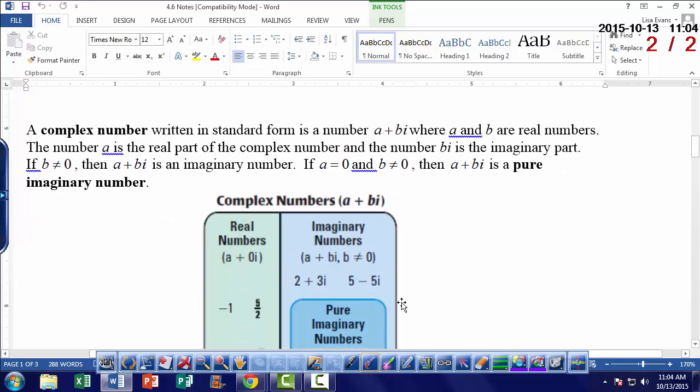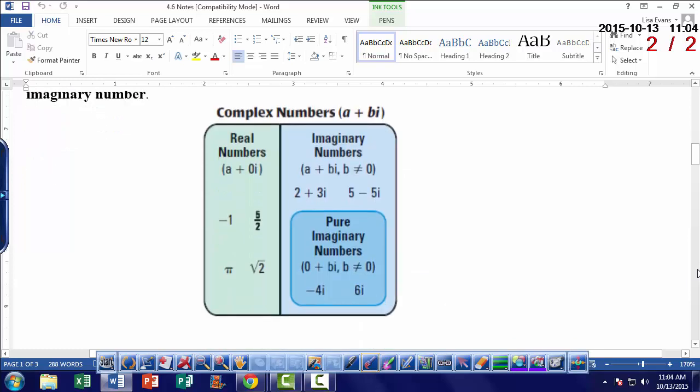Okay, welcome back. Just so you understand how complex numbers work. Basically, a complex number written in standard form is a number a plus bi, where a and b are real numbers. The number a is the real part of the complex number, and the number b is the imaginary part of the number. So let's take a look at this system.